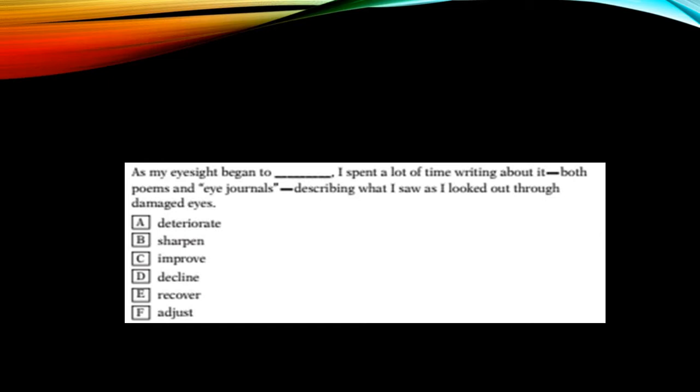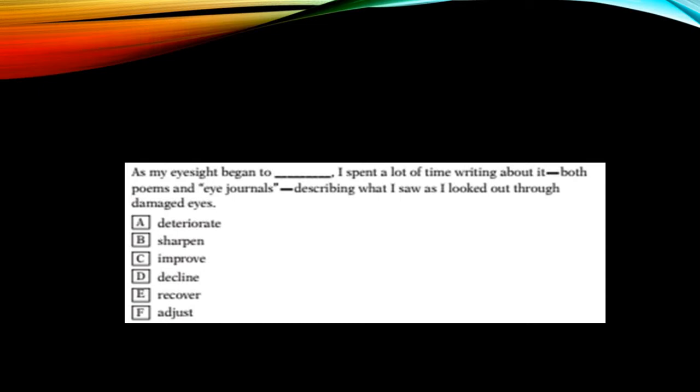So let us see, I'm left with deteriorate, decline, sharpen and improve. Okay, so you can see there is a clear contrast in those 2 pairs. Deteriorate and decline is a negative pair, and sharpen and improve is a positive pair. The moment you decide which connotation is required in the blank, whether a positive connotation or a negative connotation, your job is done.